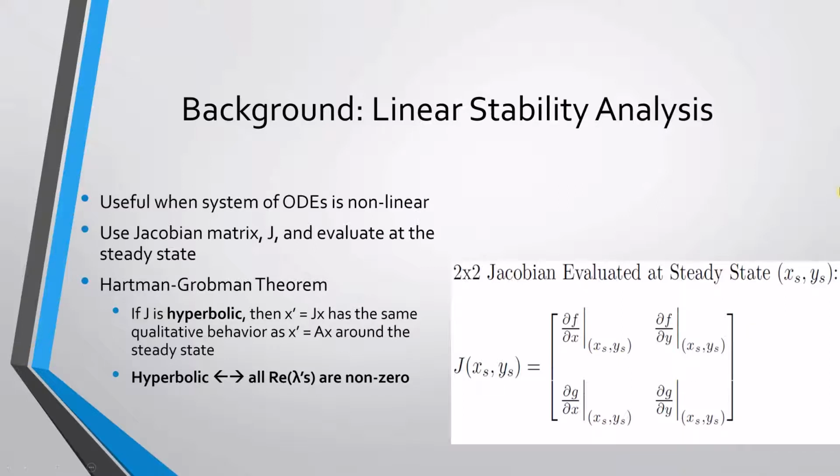The Hartman-Grobman theorem states that if J is hyperbolic, then the qualitative behavior of this matrix, which is also known as the linearization of the system, is the same as our original system. A matrix is hyperbolic if and only if all of its eigenvalues have non-zero real parts. This is a very useful result, as now we can examine the eigenvalues of this matrix the same way we would in a linear system, assuming, of course, that all the real parts of our eigenvalues are non-zero.